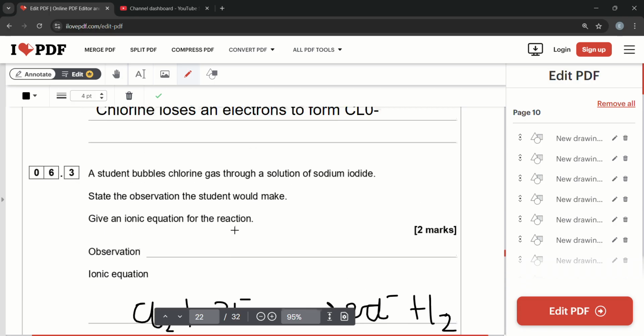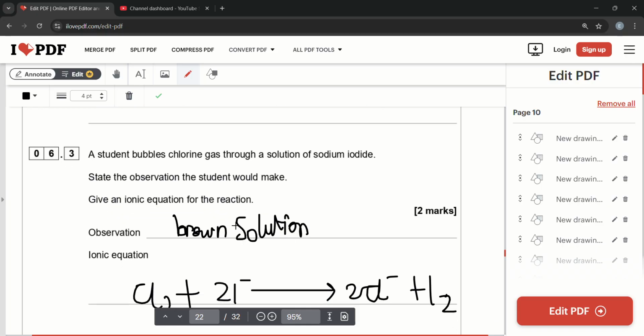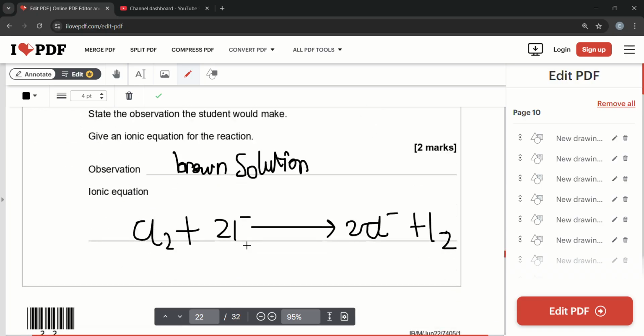And then state the observations you would make. Well, brown solution. The iodine. Cl2 plus 2I minus to form 2Cl minus plus I2.